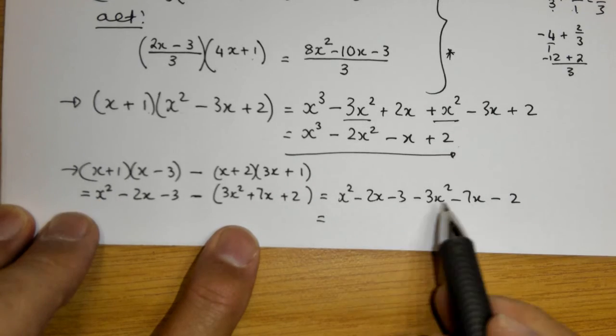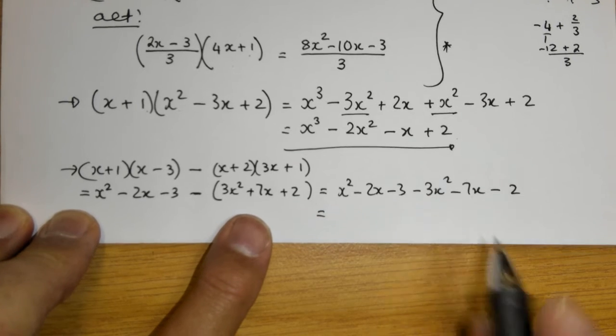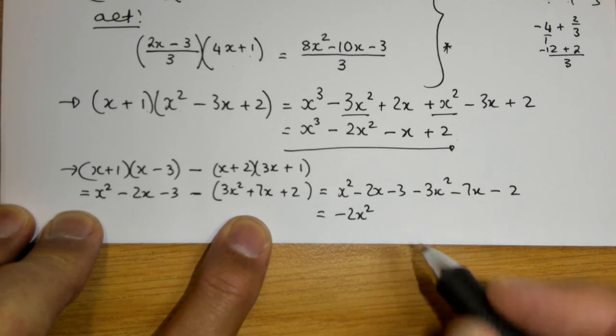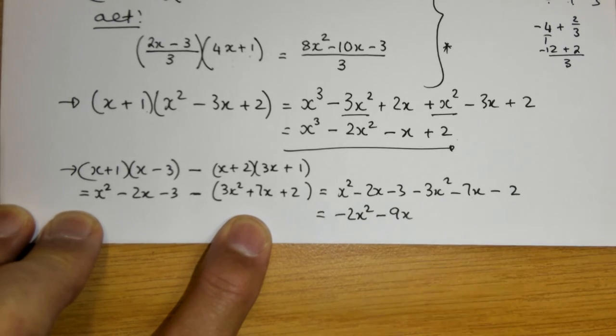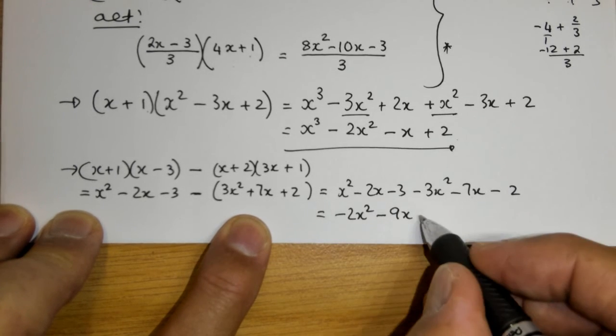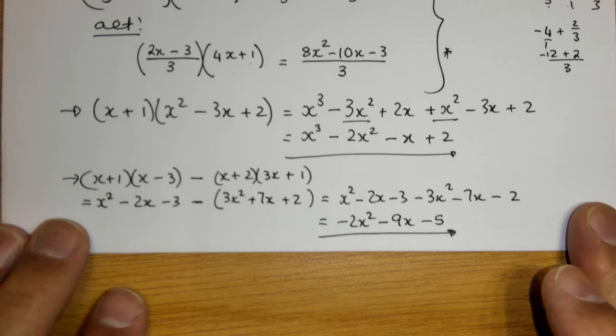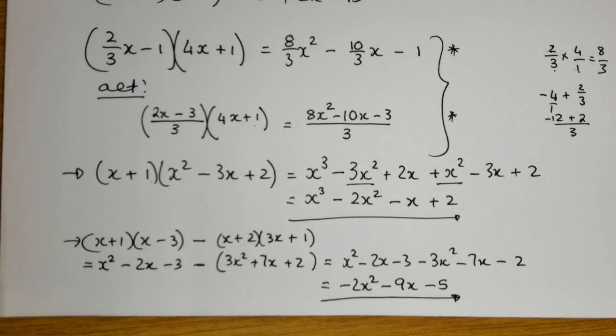Now I can clean up. x squared minus 3x squared is minus 2x squared. Minus 2x minus 7x is minus 9x. Minus 3 minus 2 gives you a minus 5. Okay. Folks, I hope that reminded you how the distributive law is applied when you multiply.